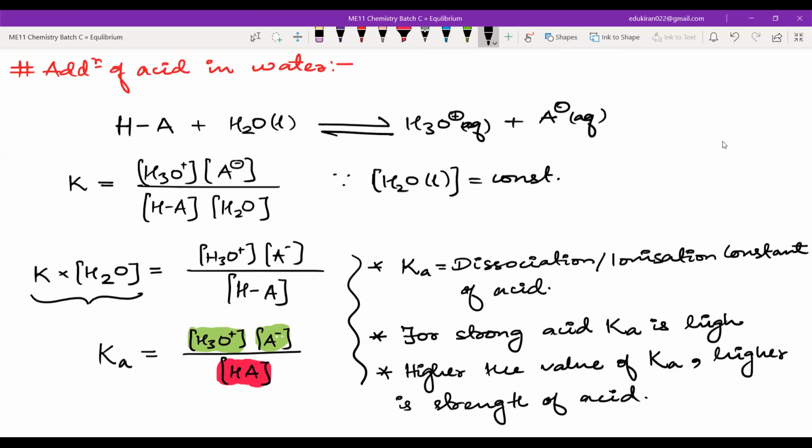So write this down. Let me know if you're done. So this is generalized, for any acid, whether it is strong or weak. Write this down. Let me know if you're done. Done, sir.